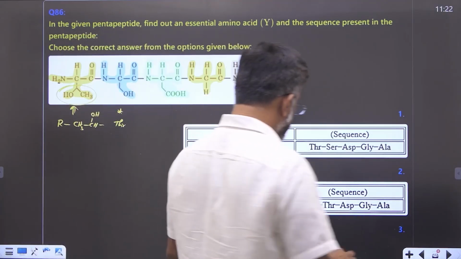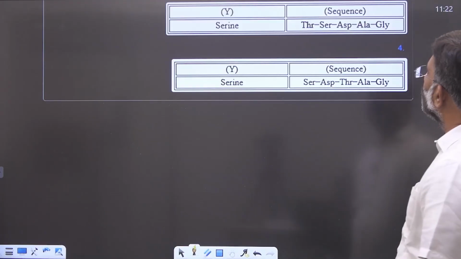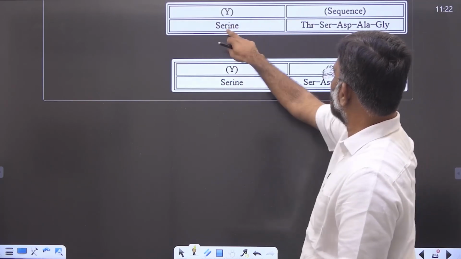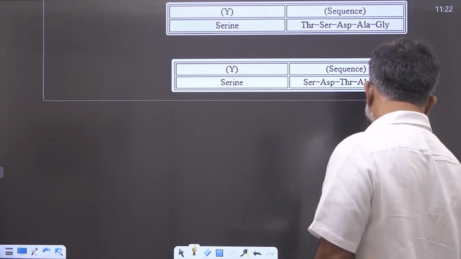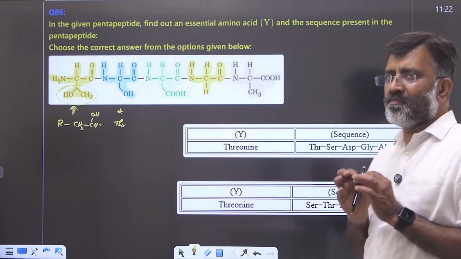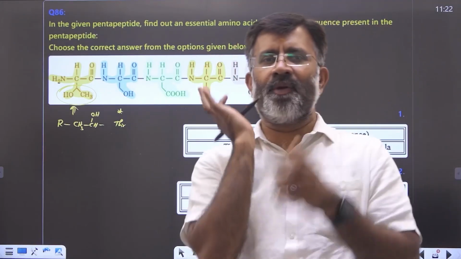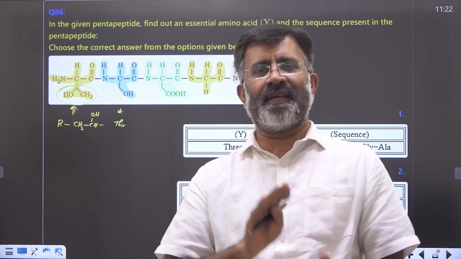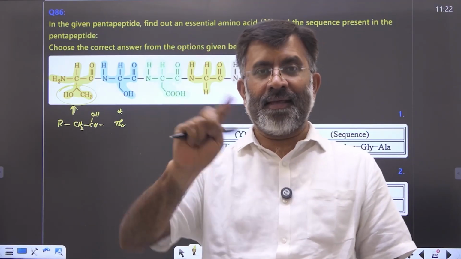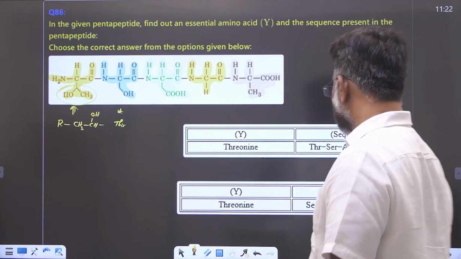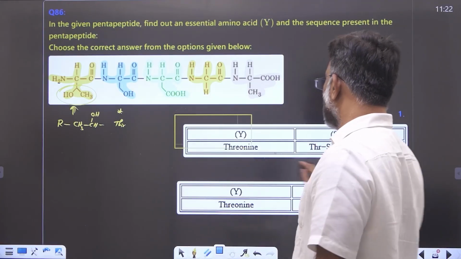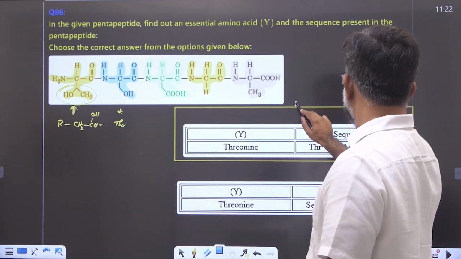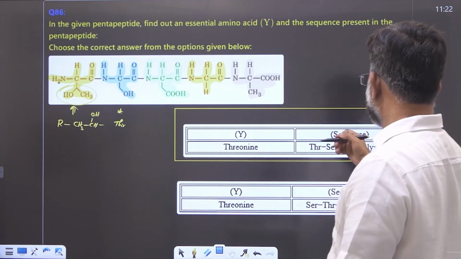This is starting with the serine. This is starting with the threonine, but serine given. So we got the answer. Simply analyzing the first amino acid, we get the answer. We are starting from the left side, starting with the threonine, and that itself is an essential amino acid. So we get the answer. First option as correct. Straight away we get the answer. Let us verify the other.